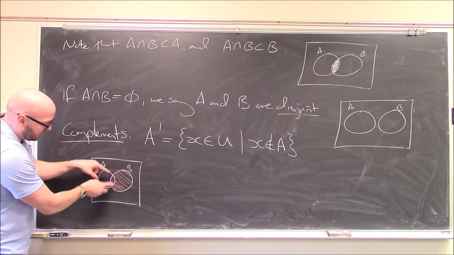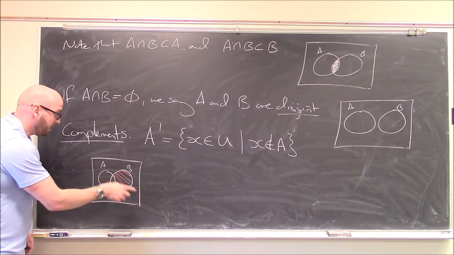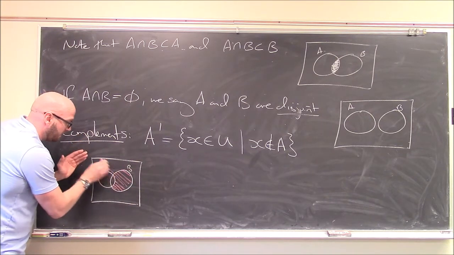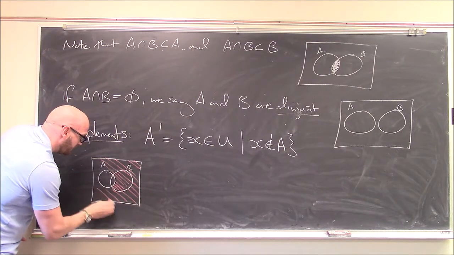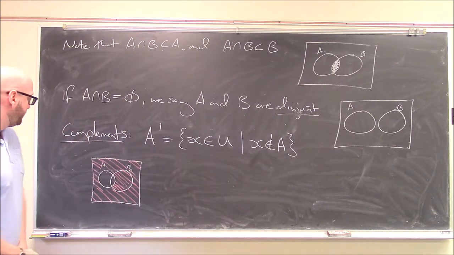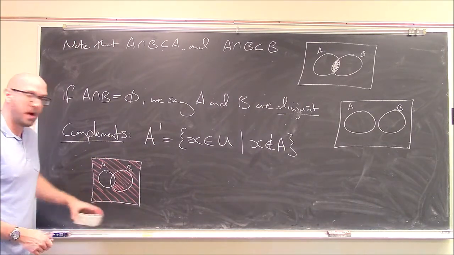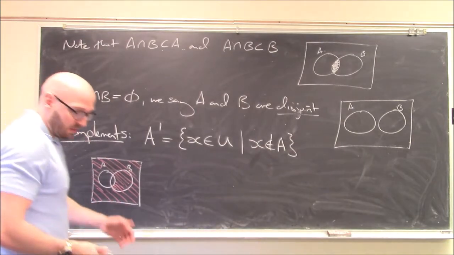Notice I'm skipping over the overlap region, the intersection of them, because that's stuff that is in A. But it's also everything in the universe that's not in A, so it's everything way out here too. So it's just everything in this picture except the set A. So there's the complement of a set. It's everything outside of the set. And with that, let's do some examples.